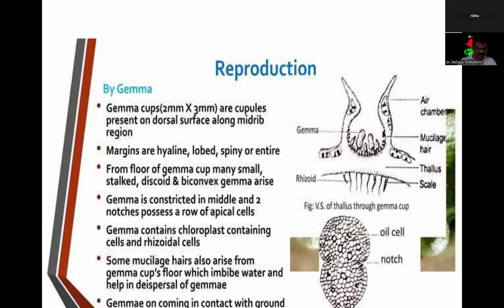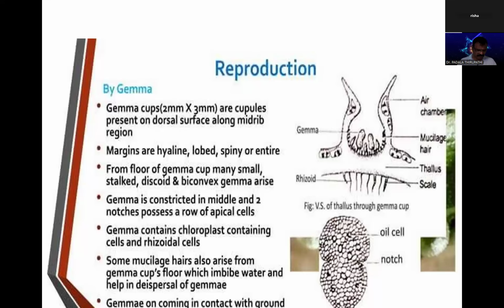Each gemma is attached to the floor of the cup by means of a stalk, called the stalk of the gemma. Gemma is constricted in the middle and has two notches. As I told, in the lower diagram you can see each gemma has a constriction at the middle, called the notch. Each notch possesses a row of apical cells, which help in cell division.